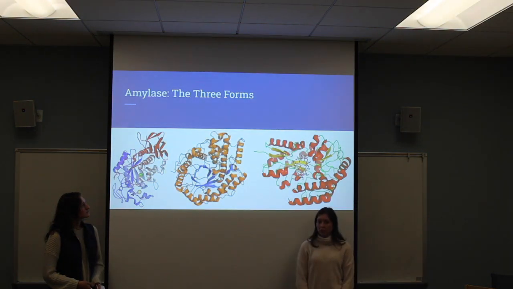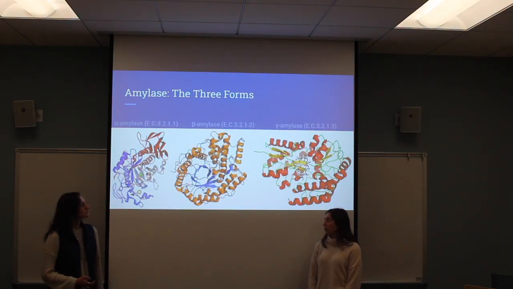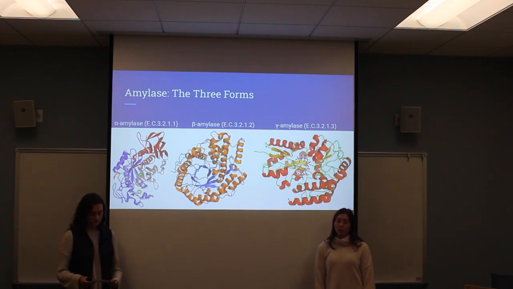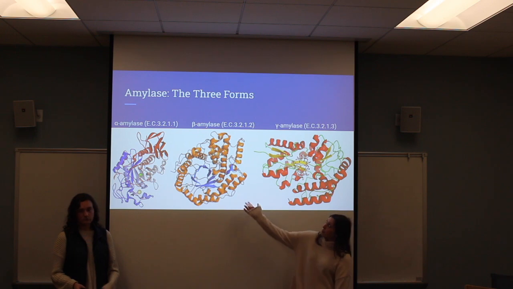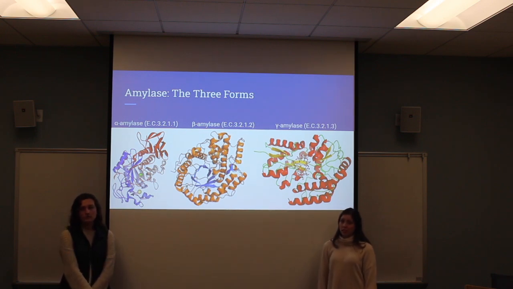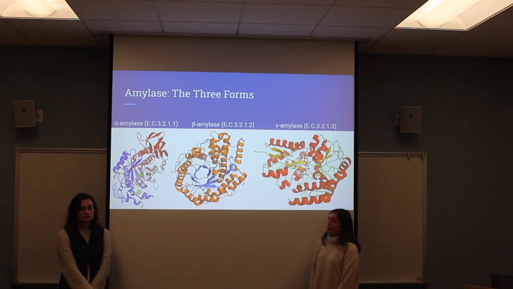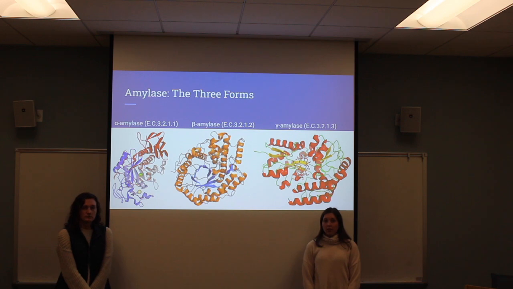Just a little bit of a general overview of the 3 forms of amylase. There is alpha amylase, which is the major form in humans and other animals. There is beta amylase that is found in seeds and fruits. And there is gamma amylase that is found in trace amounts in the small intestine. Alpha amylase is found primarily in the salivary gland and in the pancreas. And alpha amylase is made up of 3 domains, A, B, and C.